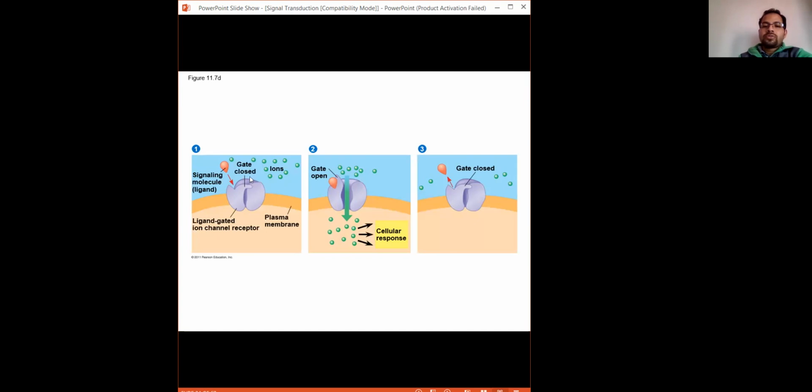Now the gate is closed, but when the signal molecule is present and it binds to the receptor molecule, the gate opens and the ions pass through this channel, and then that can generate some cellular response. When the ligand goes back, then the gate is closed and the channel remains closed in that process. So that's all for these three kinds of receptor molecules.